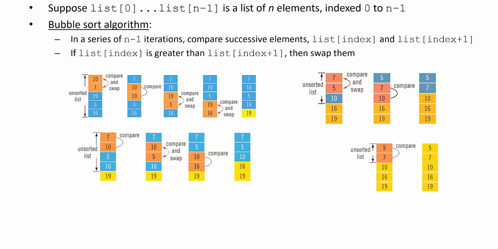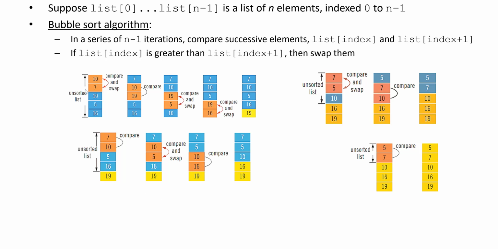In a series of n-1 iterations, the successive elements list[index] and list[index+1] of the list are compared. If list[index] is greater than list[index+1], then the elements list[index] and list[index+1] are swapped. Okay, let's see how this works.